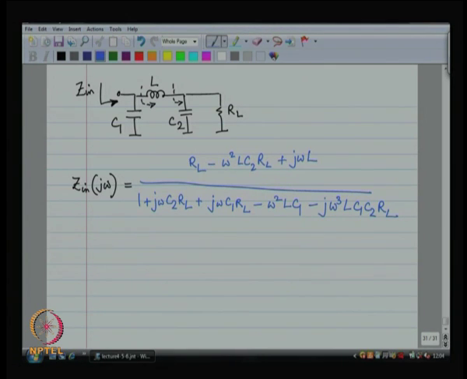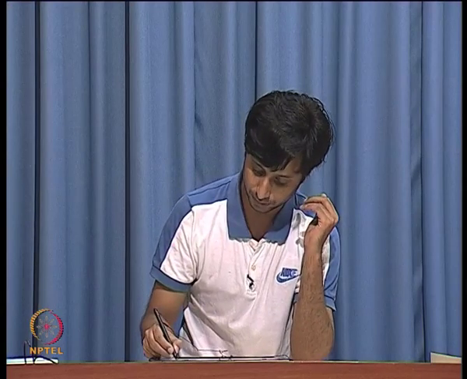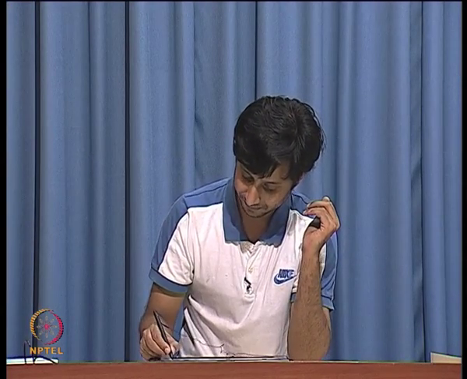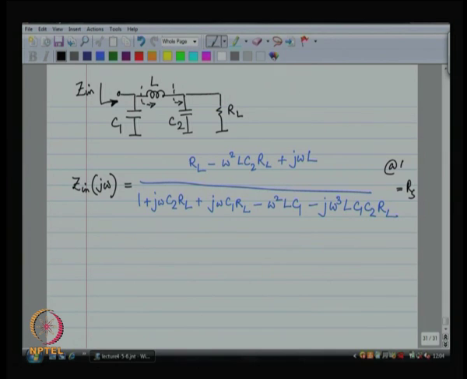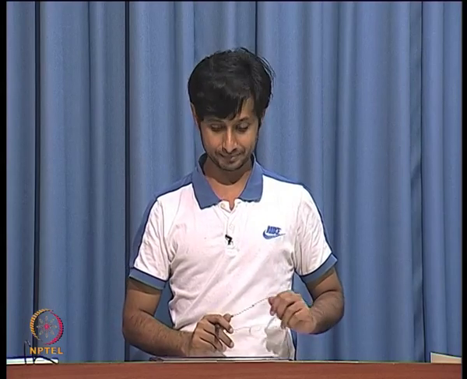And this final expression at omega equal to omega 0, what is our plan? Our plan is that we have made this final expression in such a fashion that at omega equal to omega 0, this final expression is equal to R s. Okay. This is what you have done by your design strategy. Fine. Now, assuming that you have already achieved that, let us look at a few issues over here.